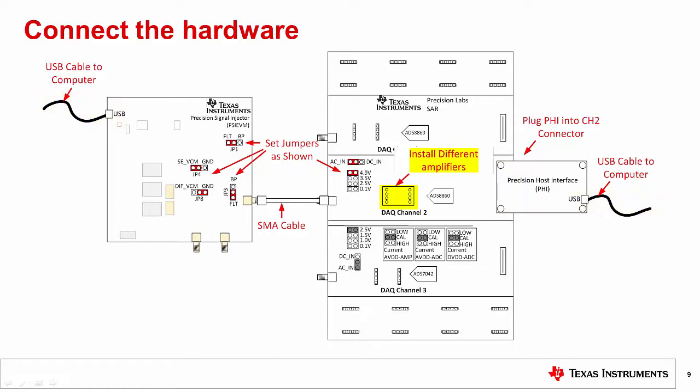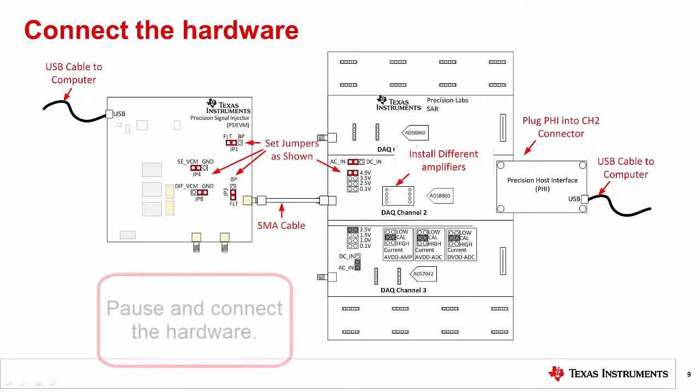Throughout this experiment, we will test different amplifiers. Always be careful to install this amplifier right side up with the label at the bottom of the coupon card. For now, you can leave the amplifier socket empty. Pause and connect the hardware.